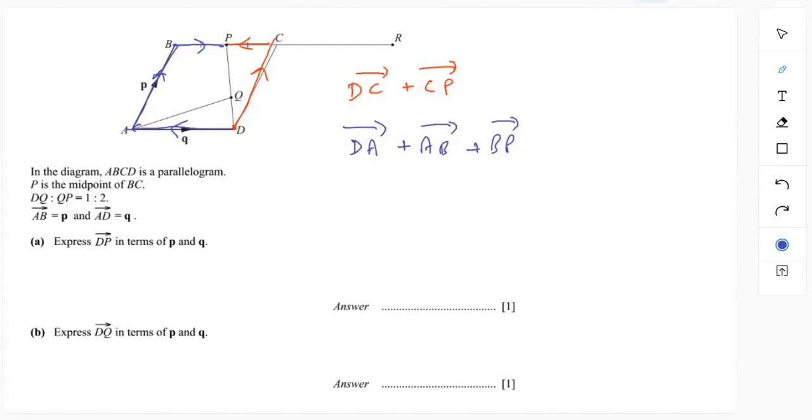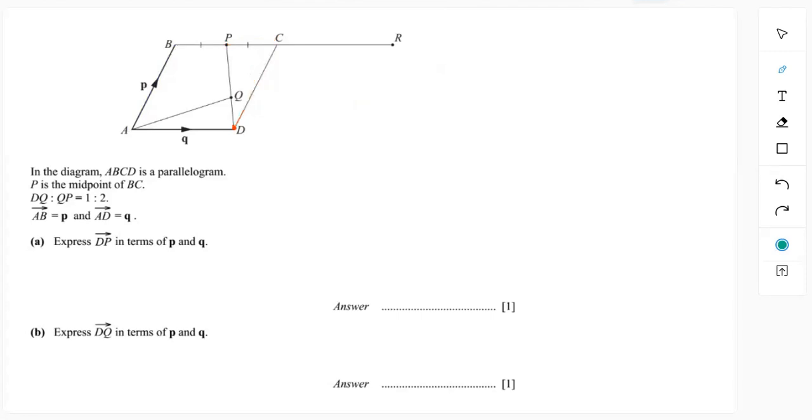Okay? So now, of course, if you were more adventurous, you could say, I'll go from D to Q, and then go from Q to A, and then go from A to B, and then go from B to P. You could do that as well. If you have all the vectors there, that's also perfectly okay. Essentially, the idea is you find a path that you have some information on. Okay? Achha. So let's do it.